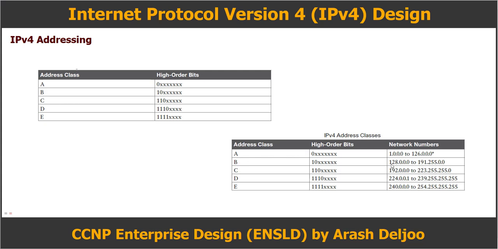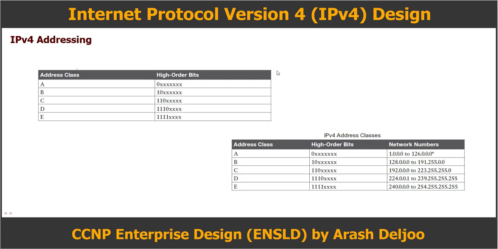In class B, 128.0 to 191.255. Then in class C, 192.0.0 to 223.255.255. In class D, from 224.0.0.1 to 239.255.255.255. And in class E, 240.0.0.0 to 254.255.255.255. Here we have some details that you should remember, all of these details, because this topic is covered in the ENSLD.